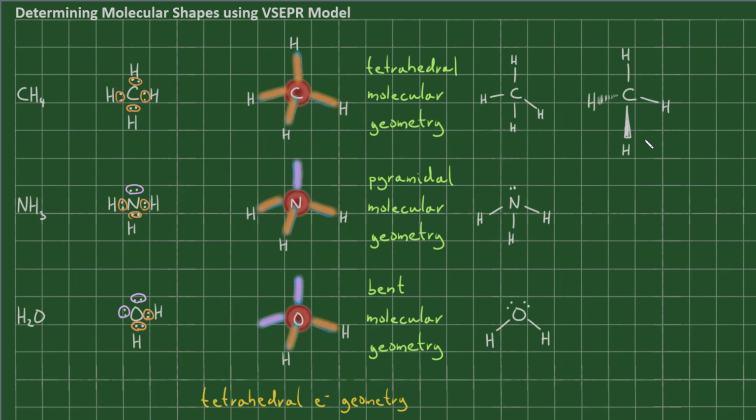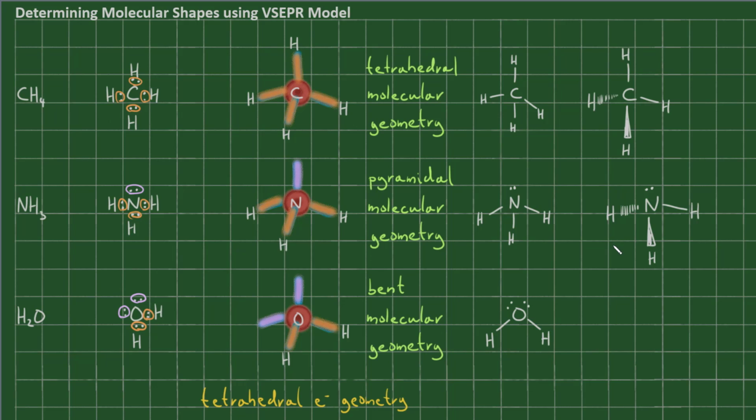We could do a similar thing for ammonia. So here is the nitrogen in the middle. This bond is in the plane of the paper or in the plane of the screen. This bond, as the filled out wedge, is sticking out of the screen, and the bond that I'm drawing as a dashed wedge is sticking into the screen. Let me also add the lone pair of electrons.